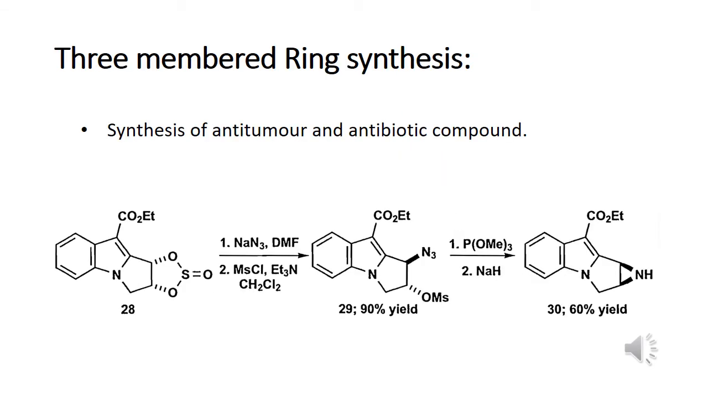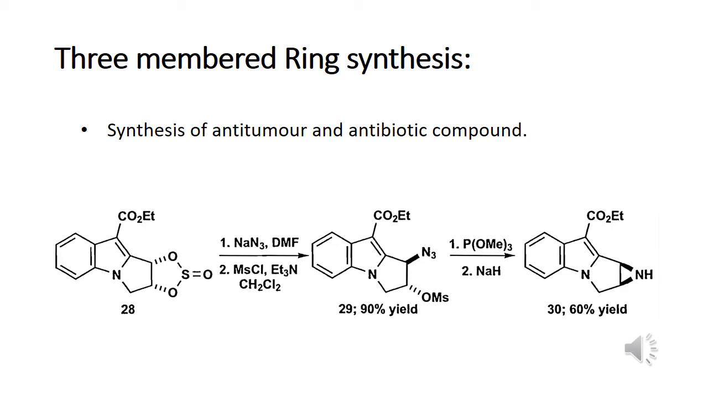Now let's begin with the example of three-membered ring synthesis. A three-membered ring can easily be made by cyclization of chloroalcohols in base. The nitrogen heterocycles, aziridines, can be made by displacement of an alcohol by an amine after activation.